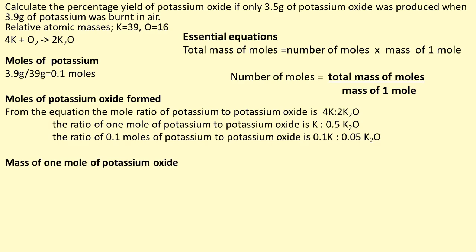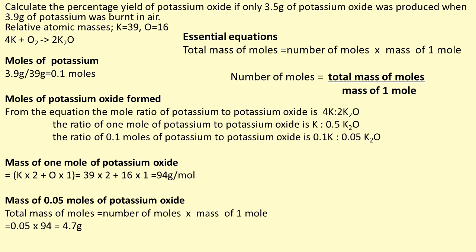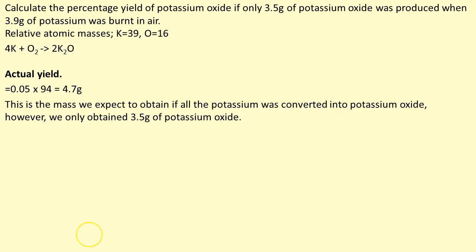We now need to work out the mass of 1 mole of potassium oxide, so the mass of 1 mole of potassium atoms times 2 plus the mass of 1 mole of oxygen atoms times 1, giving us a total mass of 94 grams per mole. We've only got 0.05 moles, so multiply these two values together and we find we would expect to get 4.7 grams of potassium oxide.